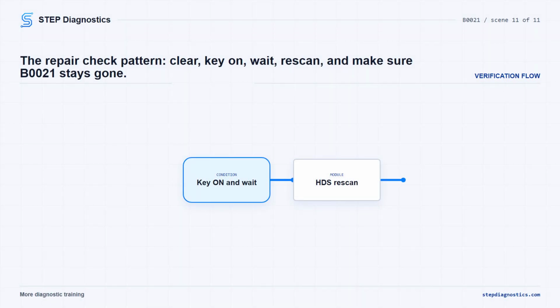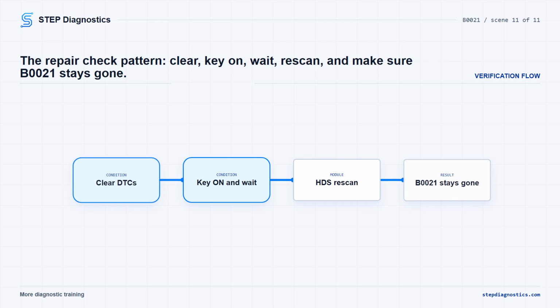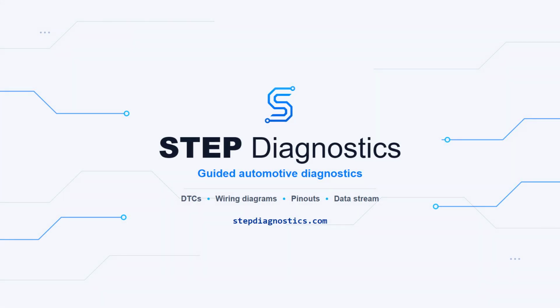Keep verification separate from the testing. After the supported repair, clear the DTCs, turn the ignition switch to ON (II), wait for 10 seconds, and confirm with the HDS that B0021-13 stays gone. The takeaway is simple. Prove the code repeats. Use the simulator to separate the inflator from the harness and control side. Then use the resistance check to decide whether the LCA wiring path is intact. For more diagnostic training, visit Diagnostics.com.